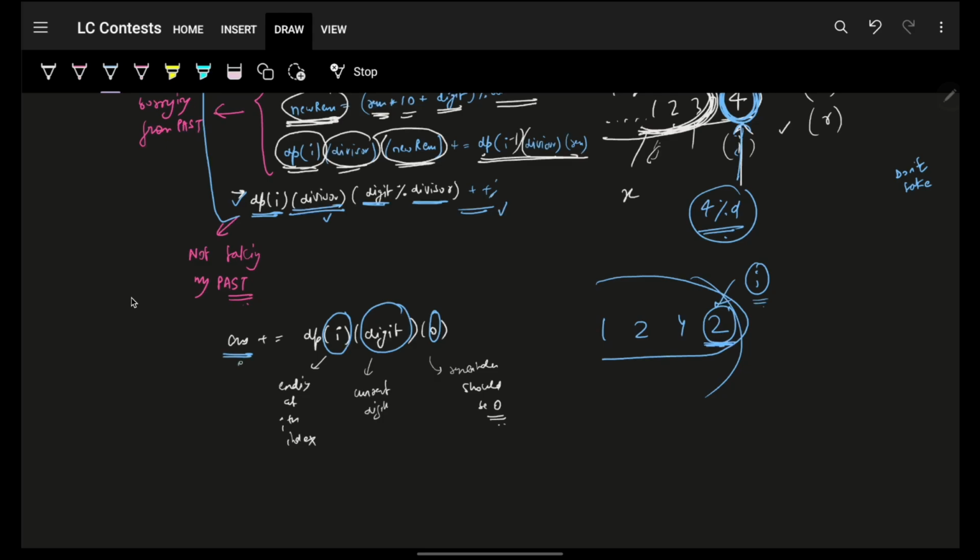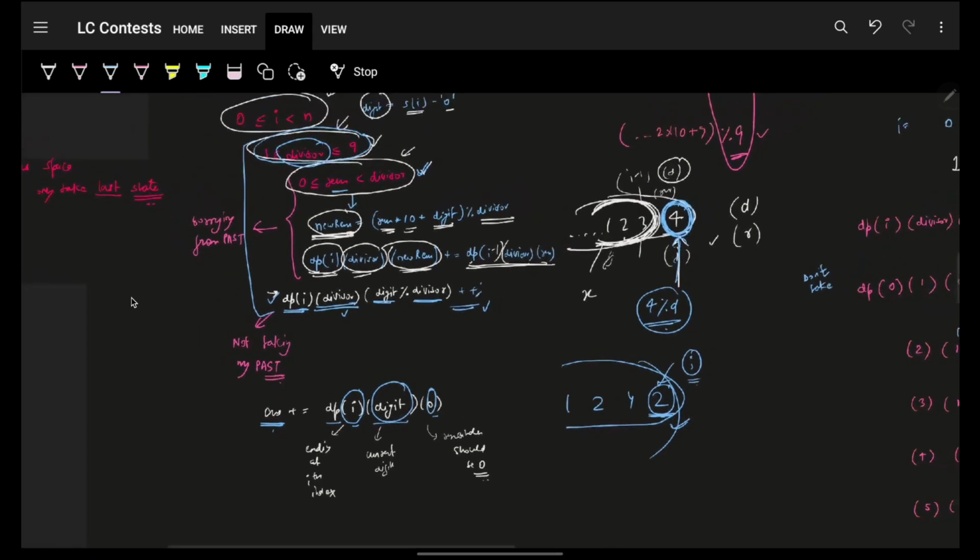So I'll simply add to my answer dp of I, digit and 0. What this says is that ending at index I with this digit as a divisor, you're getting a remainder of 0, which ultimately indicates that you are taking into consideration what the question wants. Now, this is how you will simply solve it.